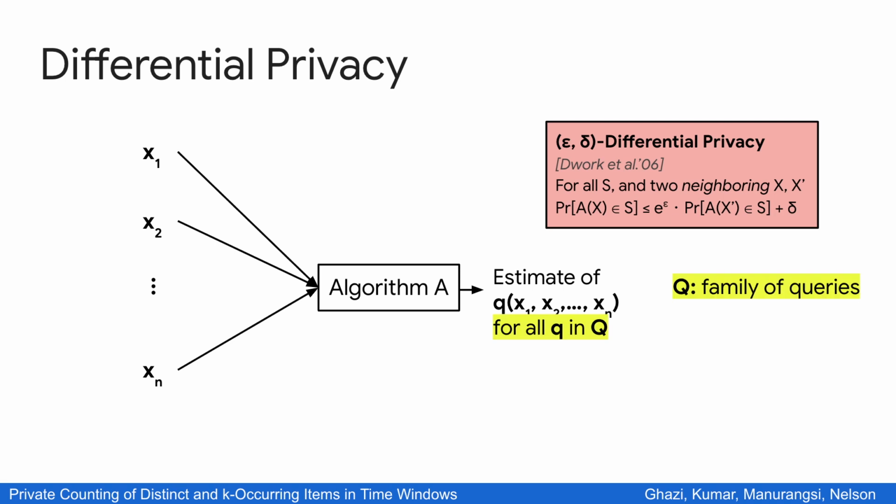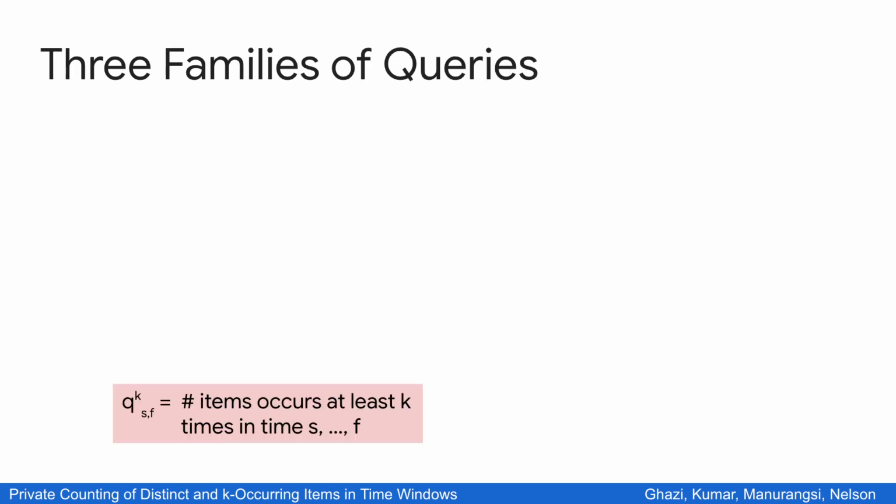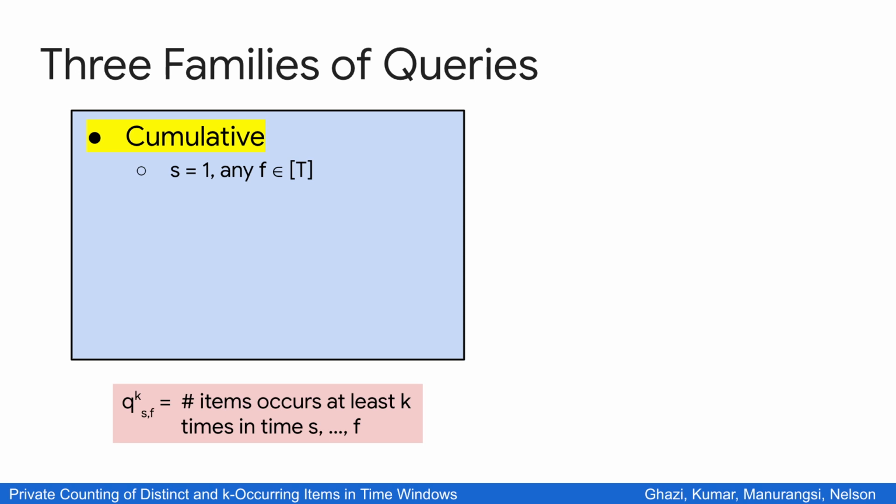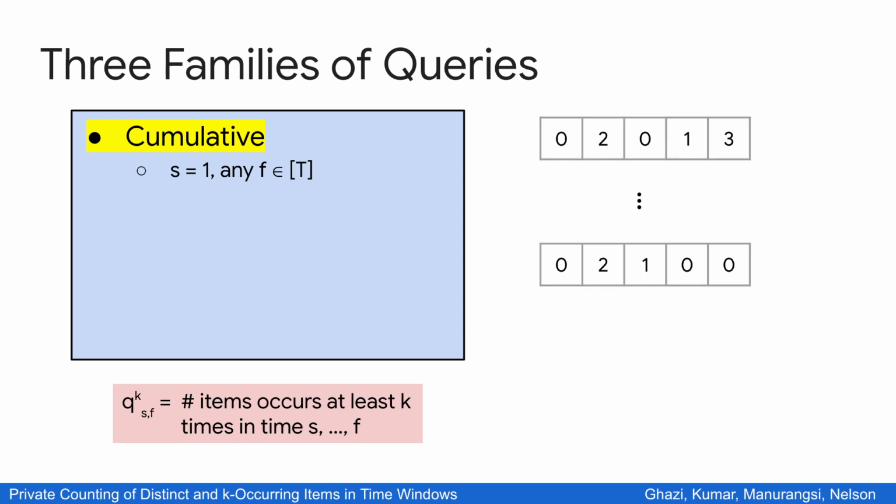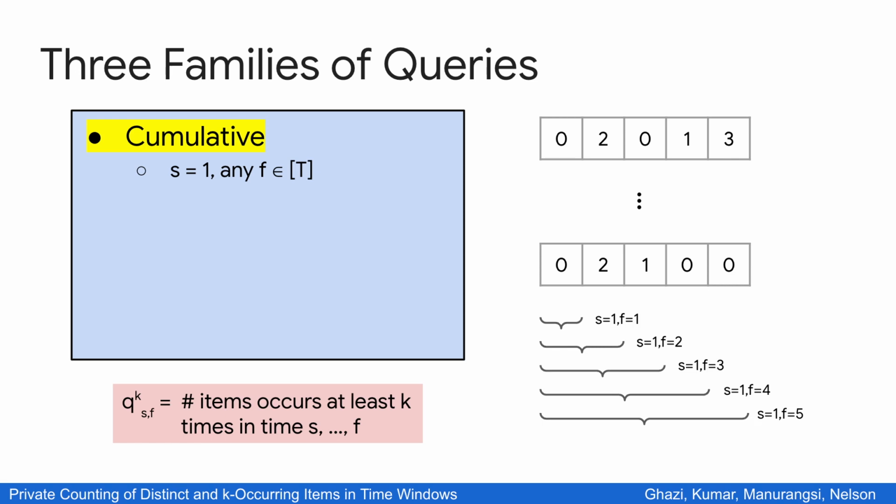In our setting, we would like to not just answer a single query, but we want to answer a family of queries. And we want these answers to simultaneously be differentially private. There are three families of queries that we consider in this work. The first is cumulative queries. These are the set of queries whose window begins at the very beginning time step. In other words, we fix the starting time s to be 1 and let the finishing time f be arbitrary. In this example where t is equal to 5, there would then be 5 cumulative queries.